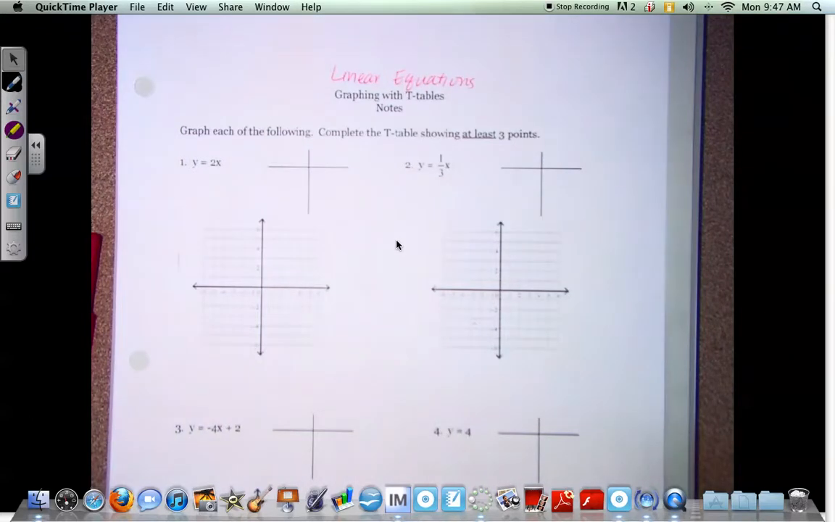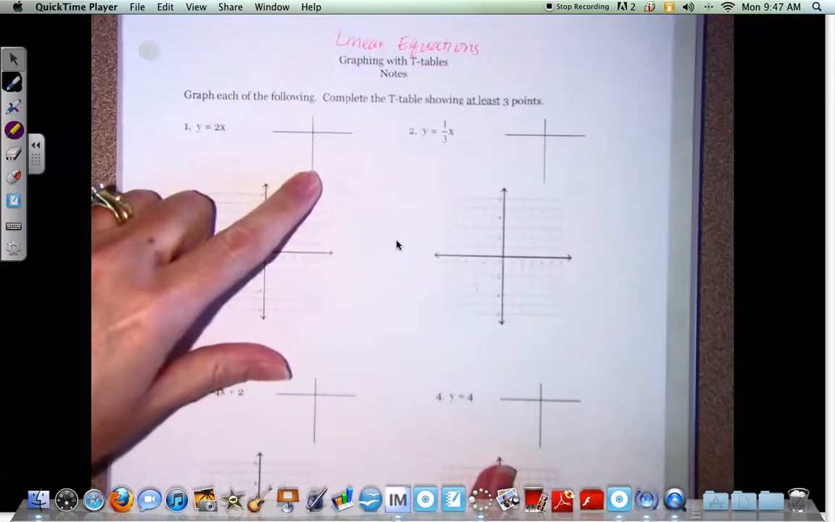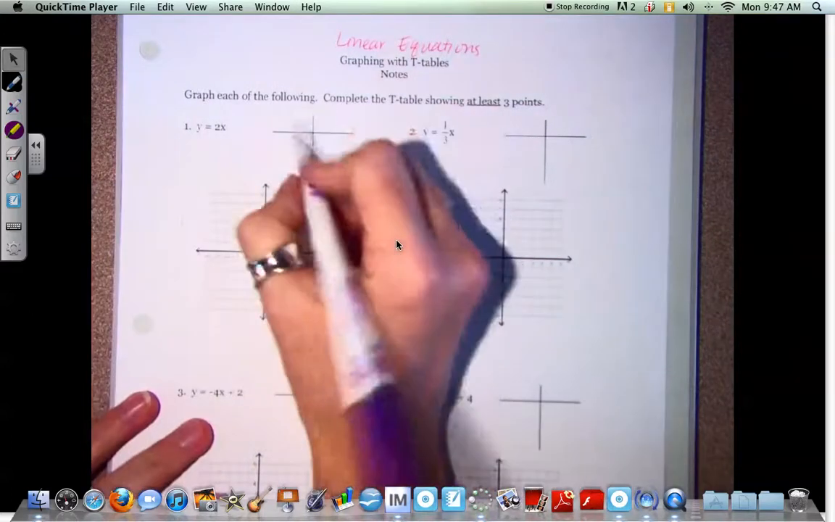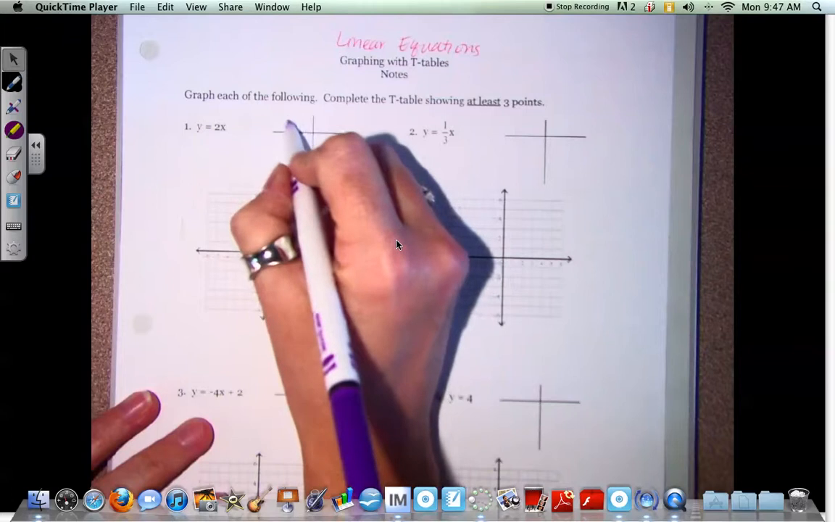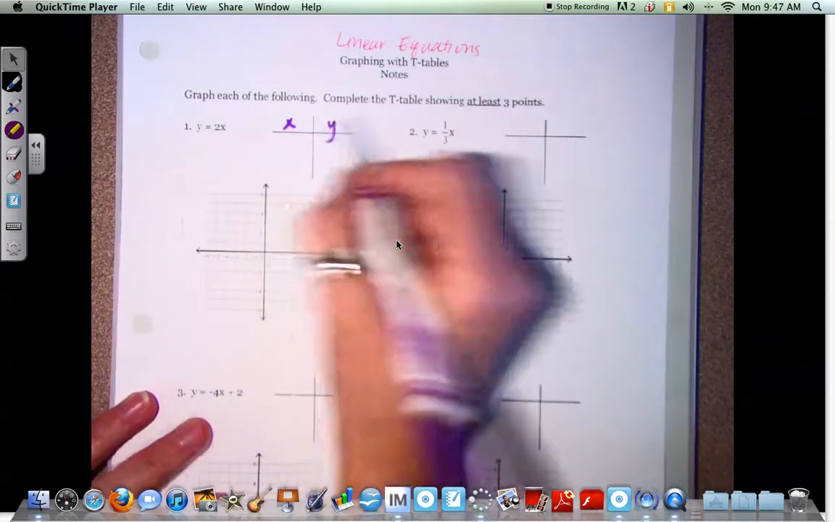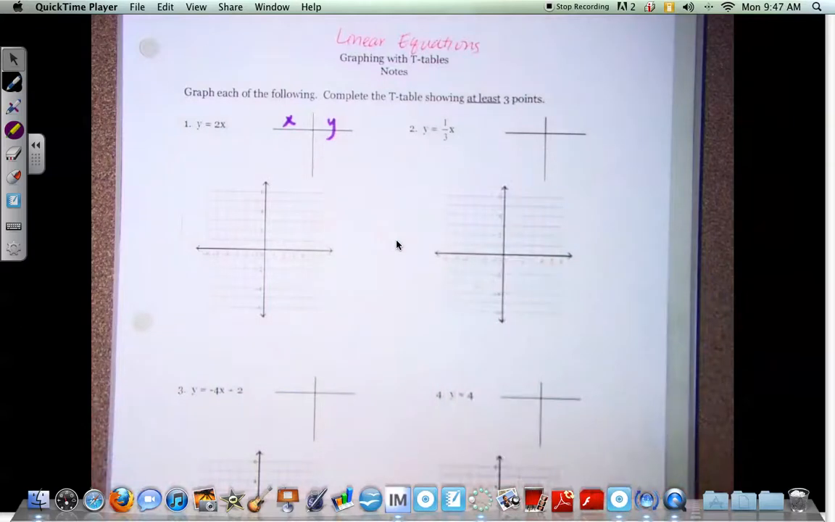All right, our first equation, y equals 2x. So we use what's called a t-table because it's in the shape of a T. On the left, at the top, we put an X. On the right, at the top, we put a Y. We choose random values of X. It doesn't matter what you choose. My suggestion is to stay small.